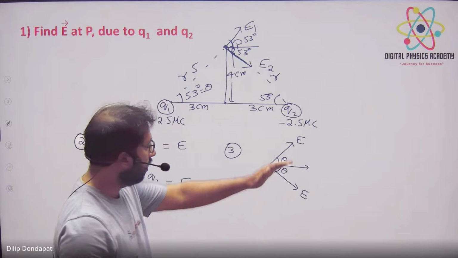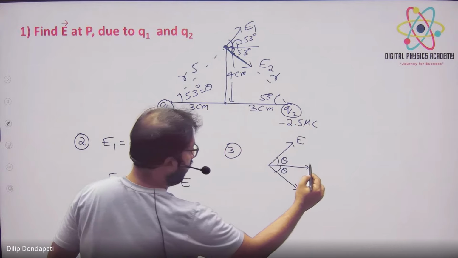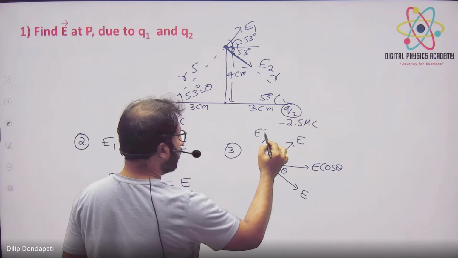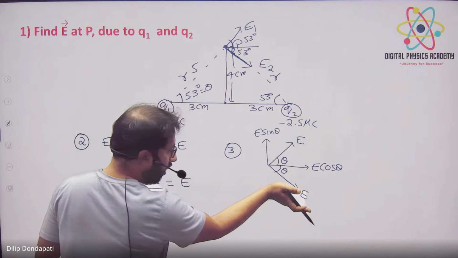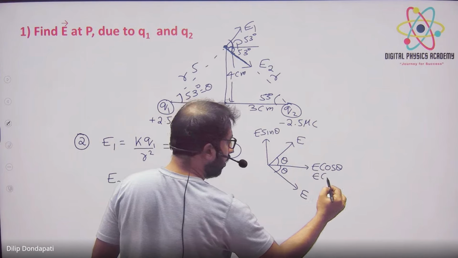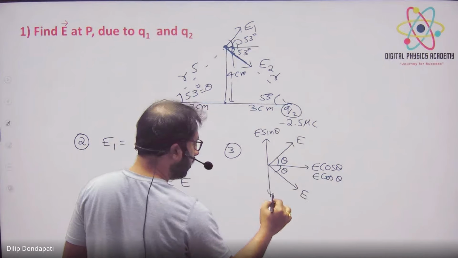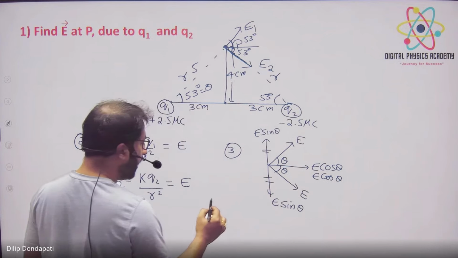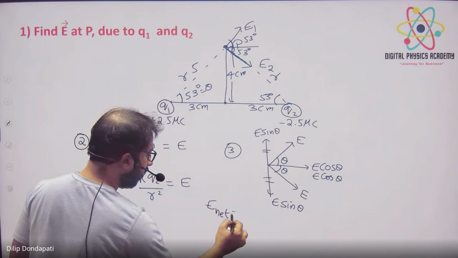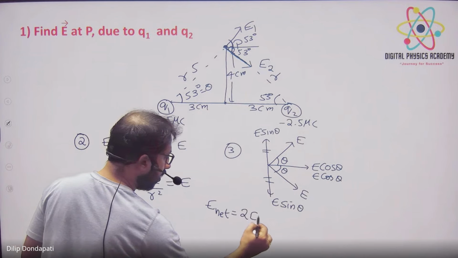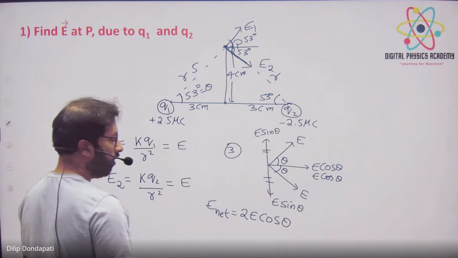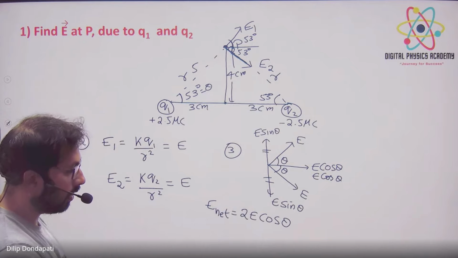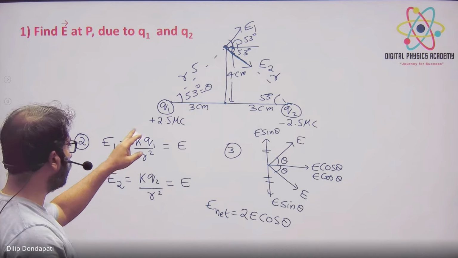Now take the components. On this side we get E cos theta, and the upward one is E sin theta. Similarly, this side also has E cos theta, and downwards it is E sin theta. So the E sin theta components get cancelled. What is the net electric field? 2E cos theta. Now substitute. Theta is 53, you know. Substitute the values for K and E and tell the answer.